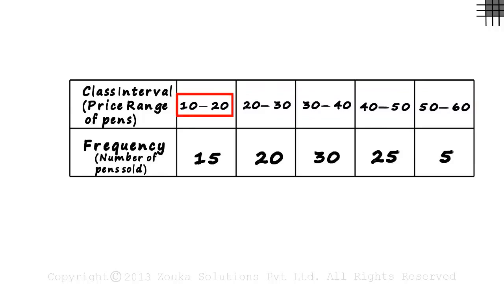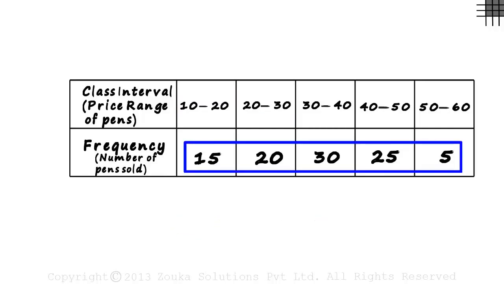We can see that the upper limit of one interval is equal to the lower limit of the next interval, making it continuous. As it's continuous, the first group would mean 10 rupees is less than or equal to the price of the pen, which will be less than 20 rupees. The lower limit is included, but the upper limit is not. So in the second group, 20 is included along with all numbers less than 30 but not equal to 30.